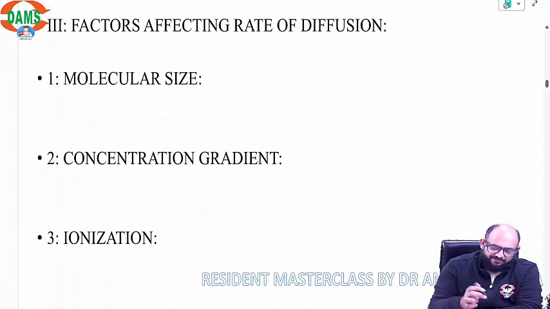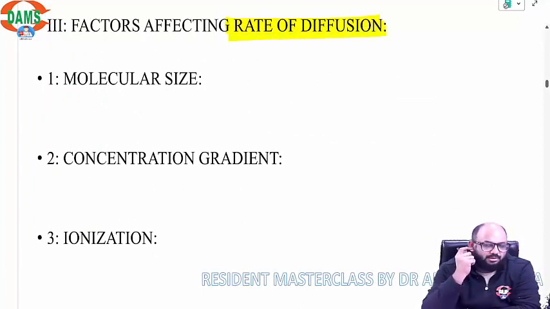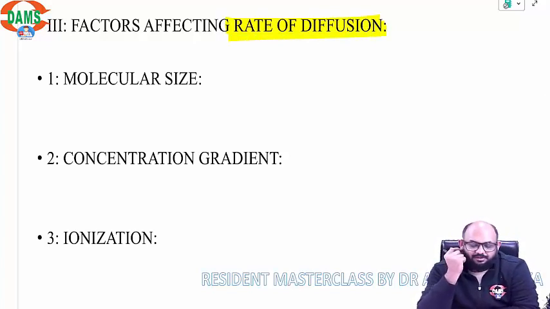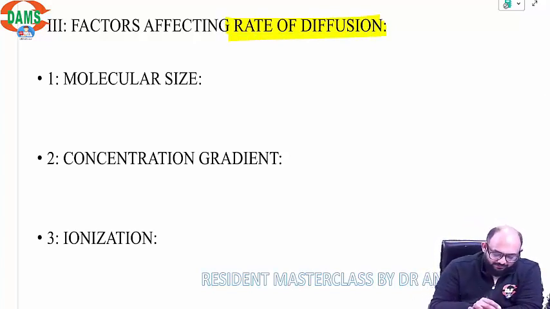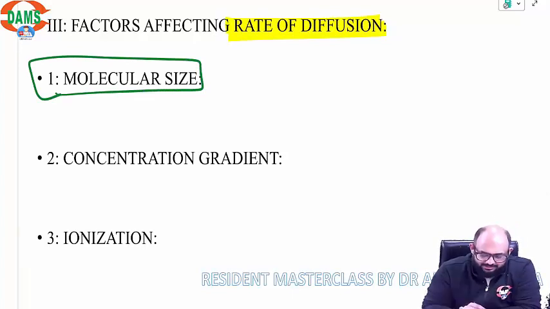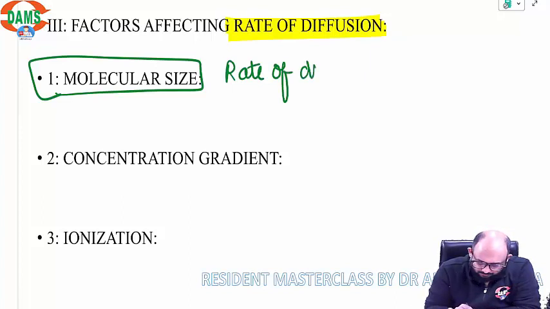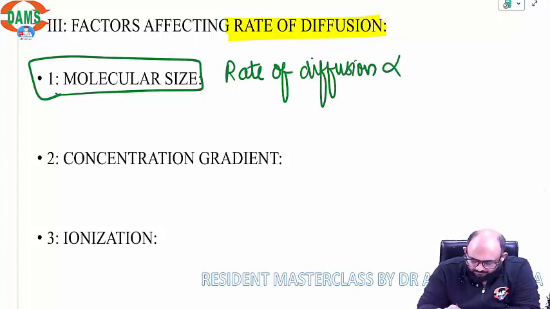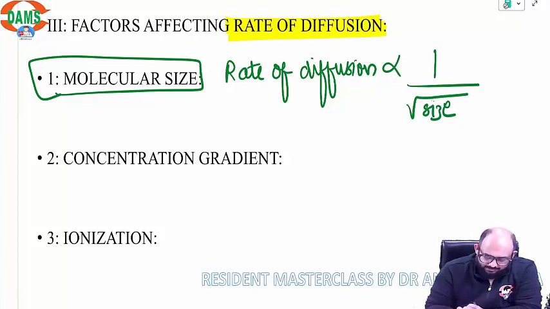Let's look at the factors affecting the rate of diffusion across the membrane. The first is molecular size, and we know that the rate of diffusion is inversely proportional to the square root of the size. This is called Graham's law.